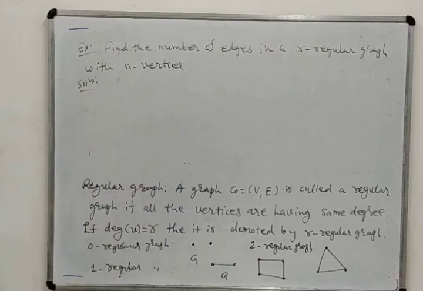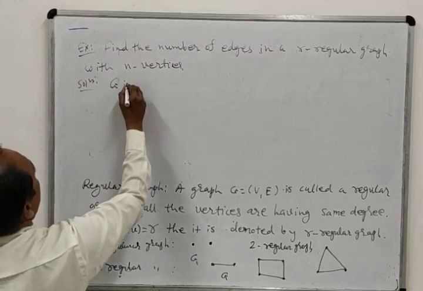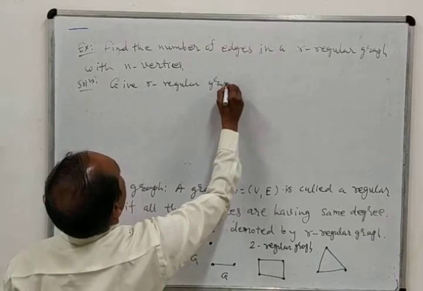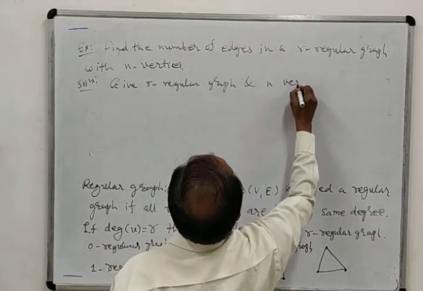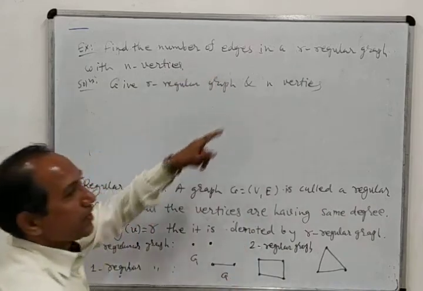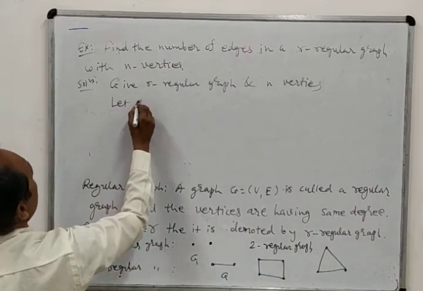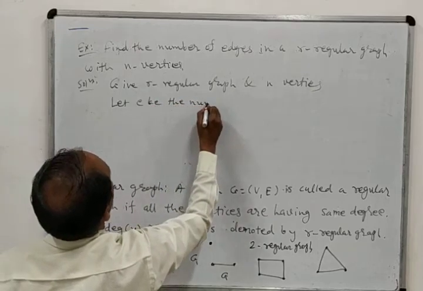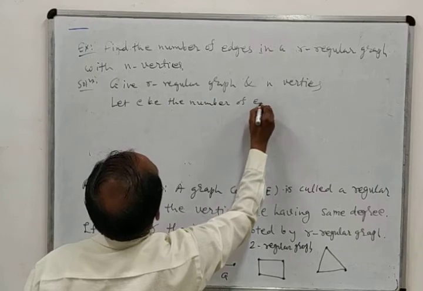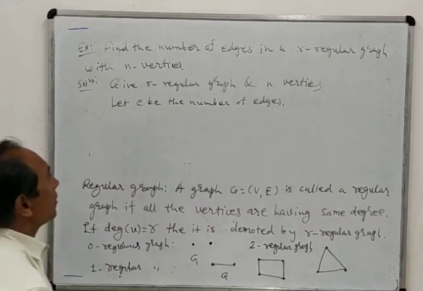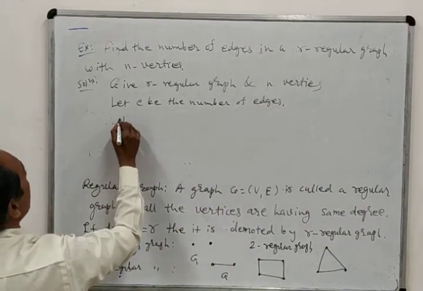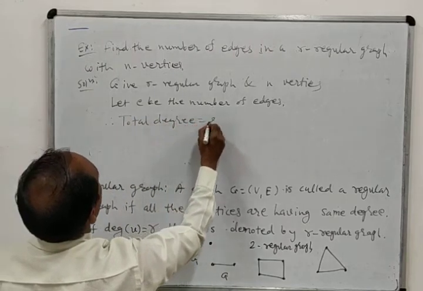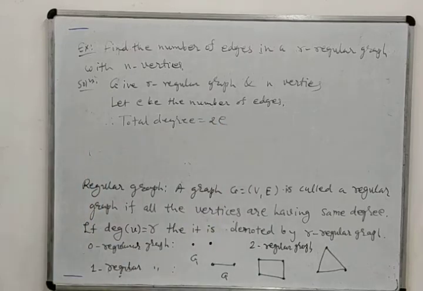Here we are given an R regular graph and n vertices. We want to find out the number of edges. So suppose that E is the number of edges. Okay, E is the number of edges. So what is the total degree? Therefore, total degree is equal to twice the number of edges. Already we know this.